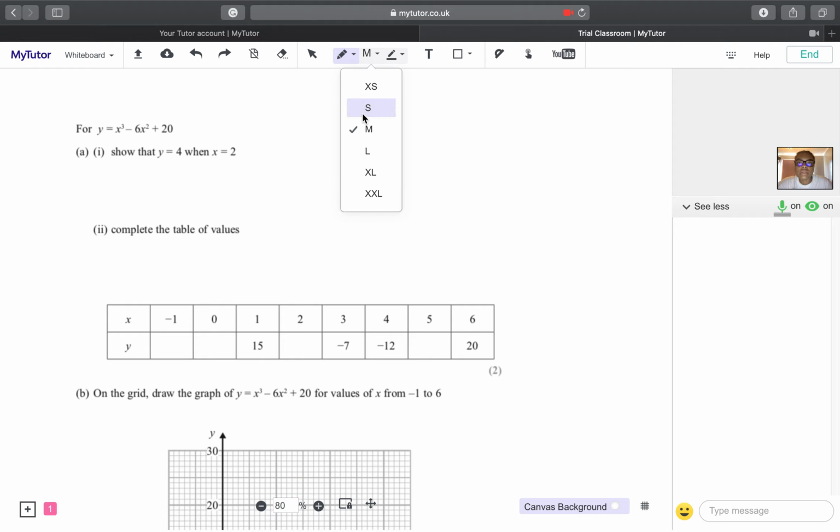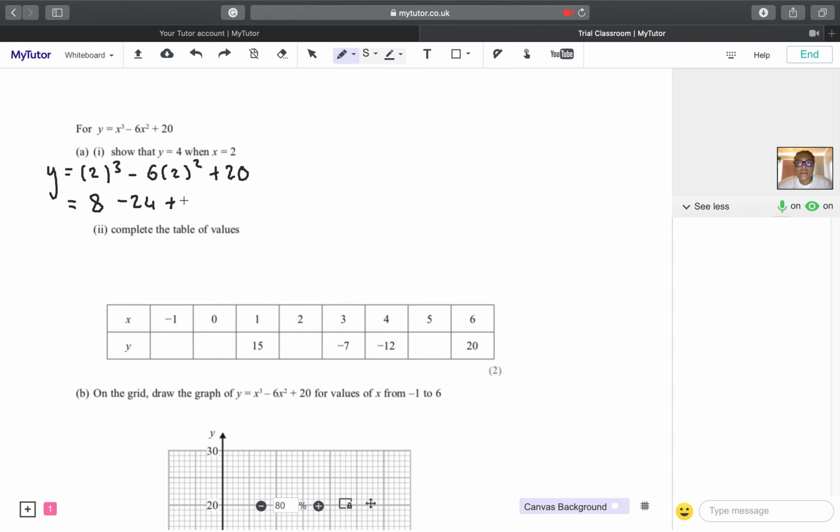So let's start with substituting x equals 2. So I'm just going to put 2 in brackets. So 2 cubed is the same as 2 times 2 times 2, which is 8. And then we've got minus 6 multiplied by 2 squared. 2 squared is 4, multiplied by minus 6 is minus 24. And then we can add our 20. So we've got 8 minus 24 plus 20 equals 4. So y equals 4 when x equals 2.